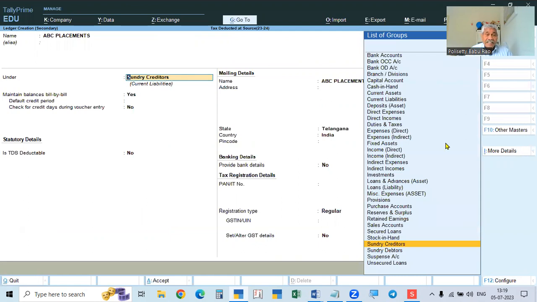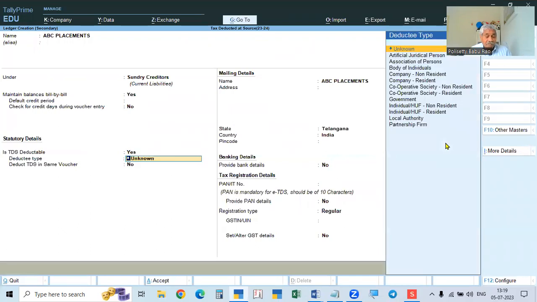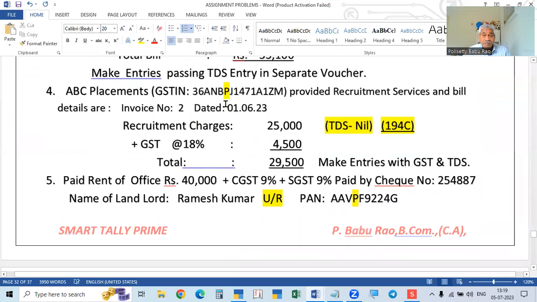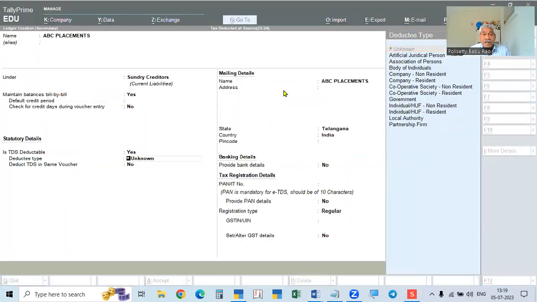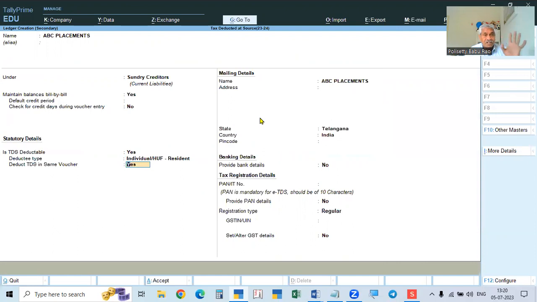Placements. So sundry creditor, and yes, tax deductible TDS, yes, and name of the person, nature of the type of the deductee. See here, P is there. Here registered, and in the PAN card, the fourth letter is P. So he is a person. So deduct as, select individual or HUF, and deduct in the same voucher. Okay.